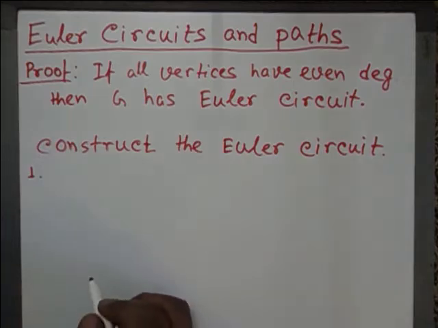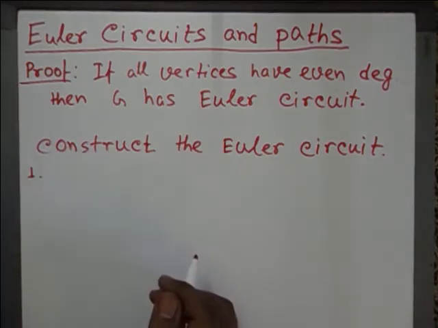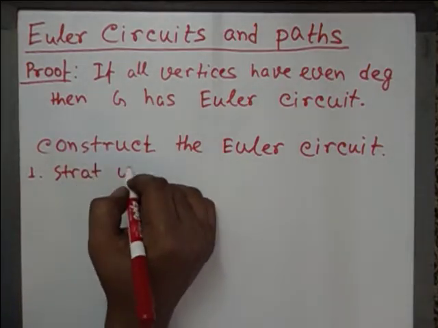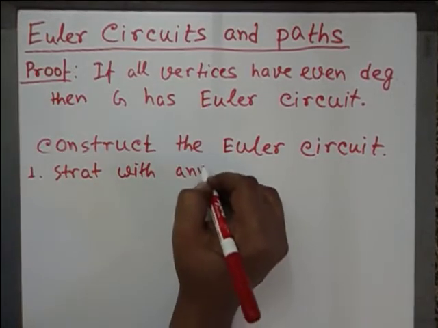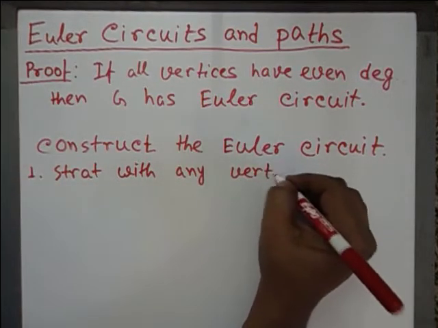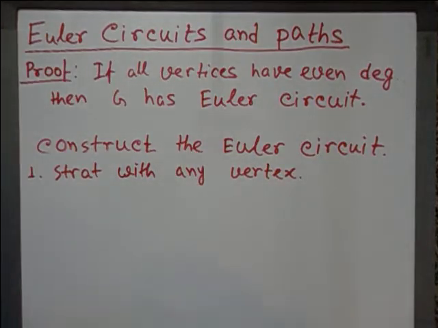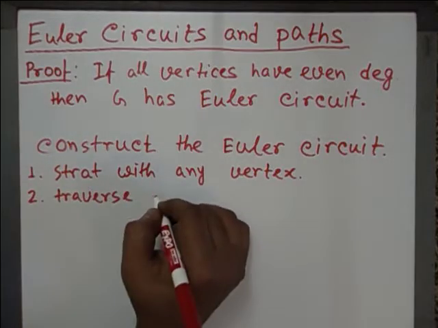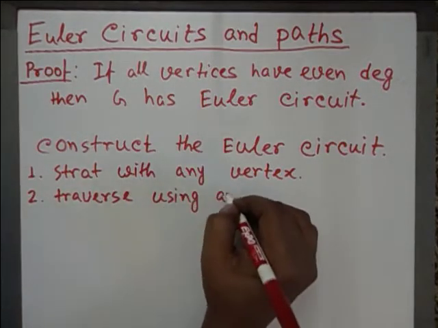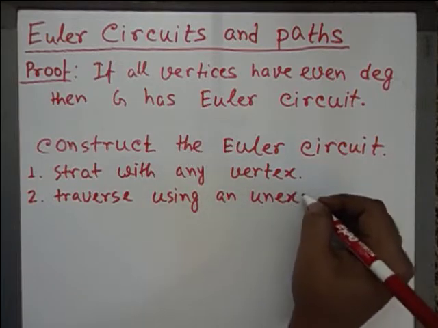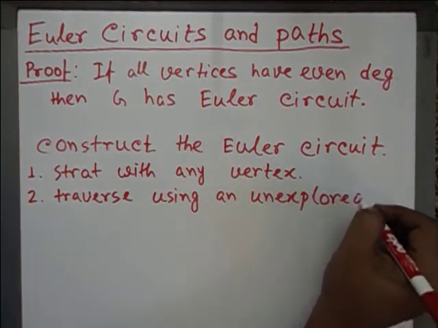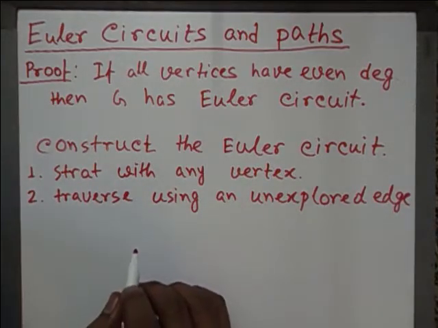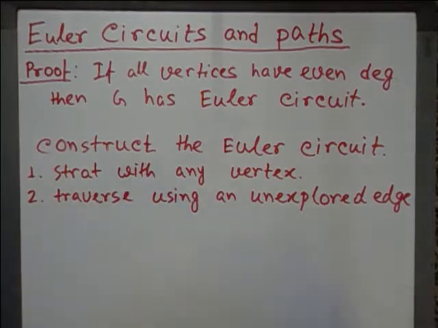We'll do the sketch of this process. The detailed process is in the book, you can read on there. So start with any vertex, any arbitrary vertex. So just pick a vertex and start from there. Second, traverse using an unexplored or untraversed edge. So start from a vertex and pick an edge that you haven't traversed through and go there.